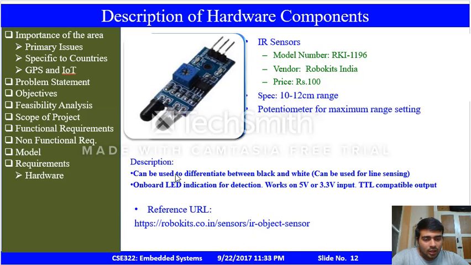Here is where we have attached a link for the product. It's available on robokits.co.in. Do check it out if you want to buy this, right? So it works on a 5 volt and 3.3 volt input as well. It is used for line sensing. That is an important feature of this product.